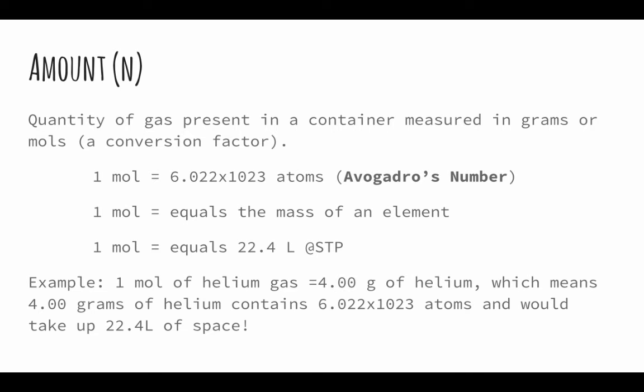So the amount of moles, I put some conversions here for you. So the amount of moles can be converted into grams. So how many grams does a substance have inside of it? So the first conversion is that 1 mole equals 6.022 times 10 to the 23rd atoms. This is also called Avogadro's number. So that doesn't really mean anything to us right now. But if I have 1 mole of a substance or an element, that's also equal to the mass of that element.